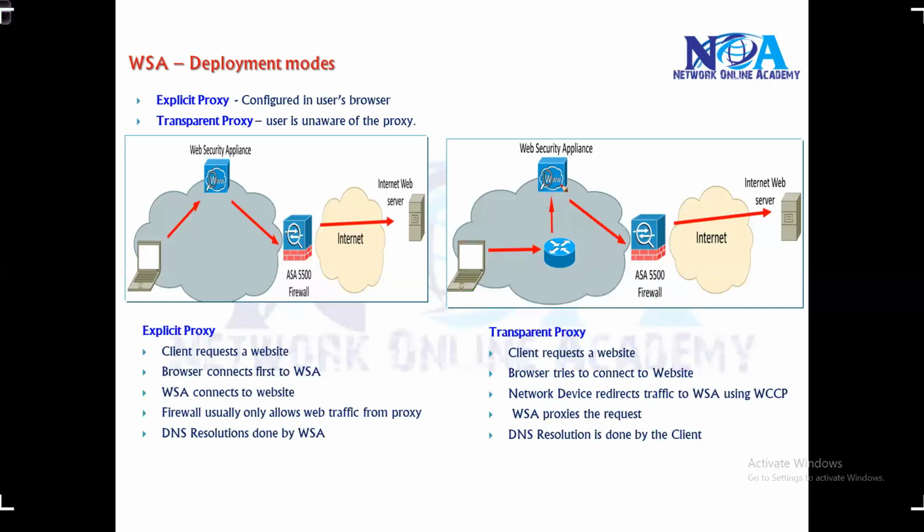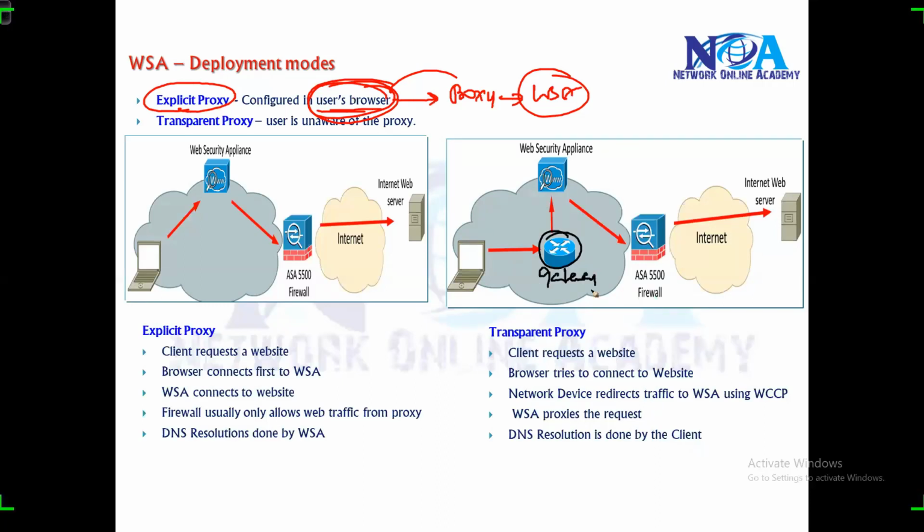So depending upon which mode you use, there are two differences. One is, if you're using explicit mode, we need to configure the browser's proxy settings to redirect the traffic to the WSA. Whereas in transparent mode, we configure the gateway to redirect all the web traffic, HTTP or HTTPS, to the WSA. So irrespective of what browser the end user uses, that gives us flexibility, because we are configuring on the gateway, and all the traffic has to go via the gateway only.